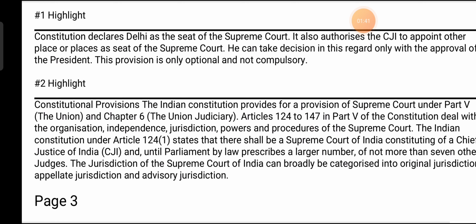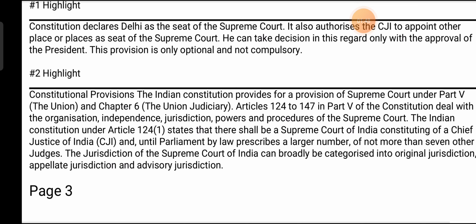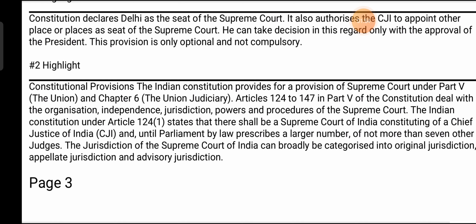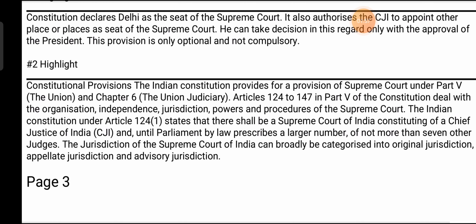Constitutional provisions. The Indian Constitution provides for the Supreme Court under Part 5, the Union, and Chapter 6, the Union Judiciary. Articles 124 to 147 in Part 5 of the Constitution deal with the organization, independence, jurisdiction, powers, and procedures of the Supreme Court.